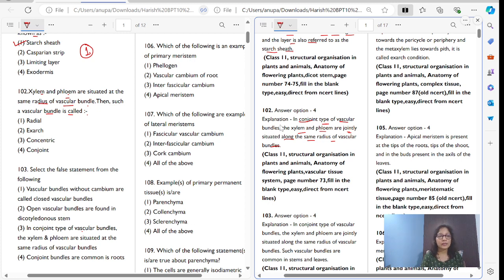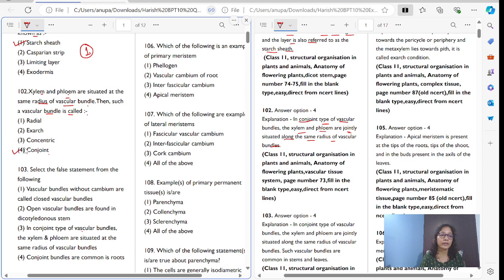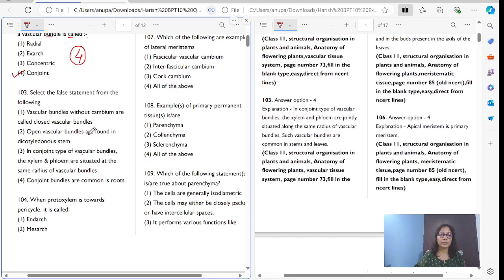So let's see the options. Option first is radial, option second is exarch, option third is concentric, and option four is conjoined. So option four is our answer. When xylem and phloem are situated at the same radius of a vascular bundle, then such a vascular bundle is known as conjoined vascular bundle. So the answer of this question will be option number 4. Let's move to the next question, that is question number 103.